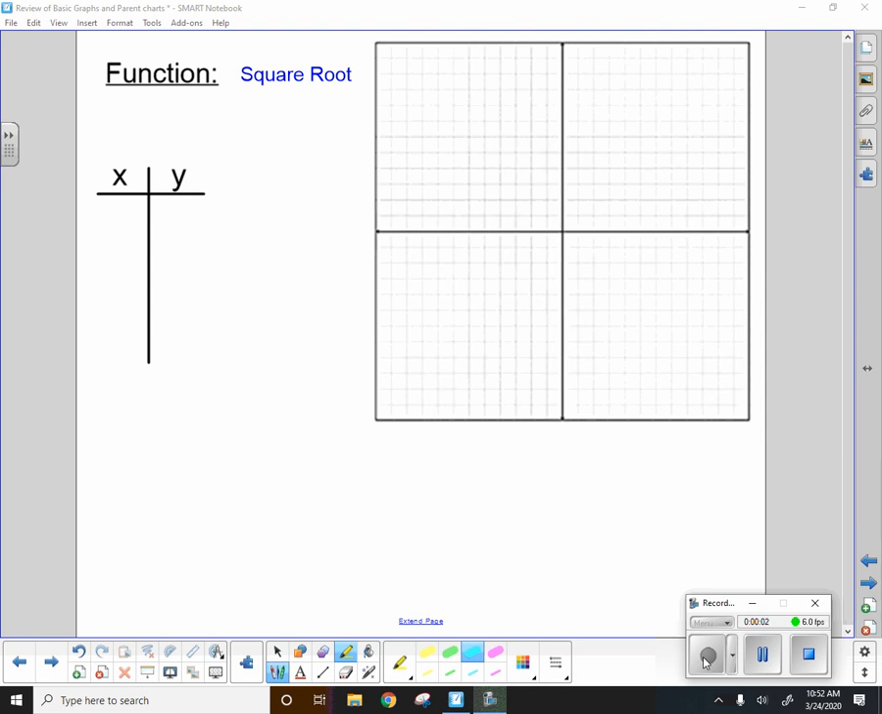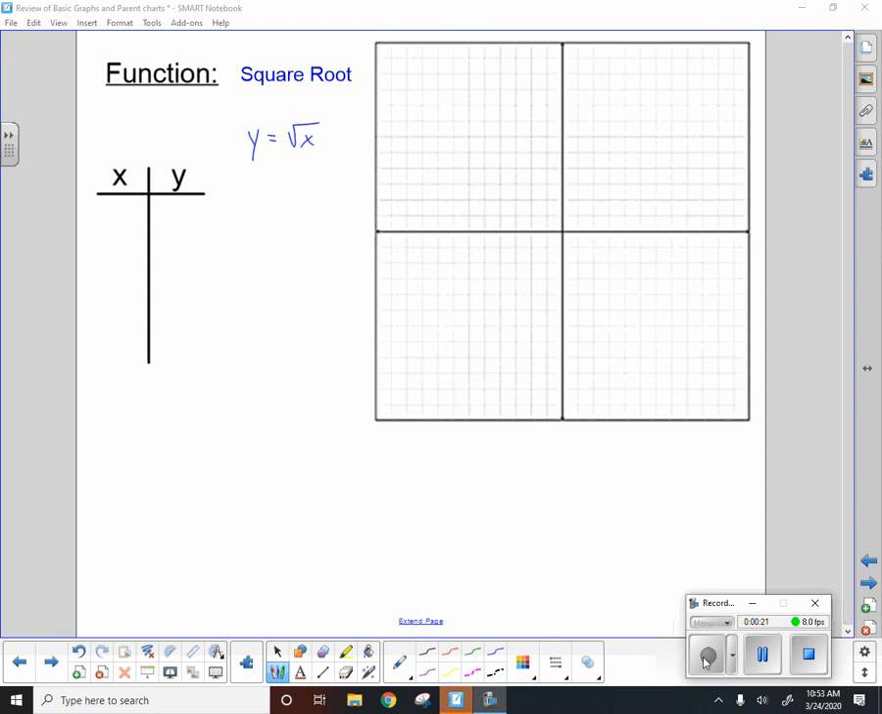All right, let's look at the other three functions. We looked at the identity, the squaring function, the cubing function. So now, going backwards instead of squaring, we're looking at the square root function. So our function is going to be y equals the square root of x. So here, this is our first one.